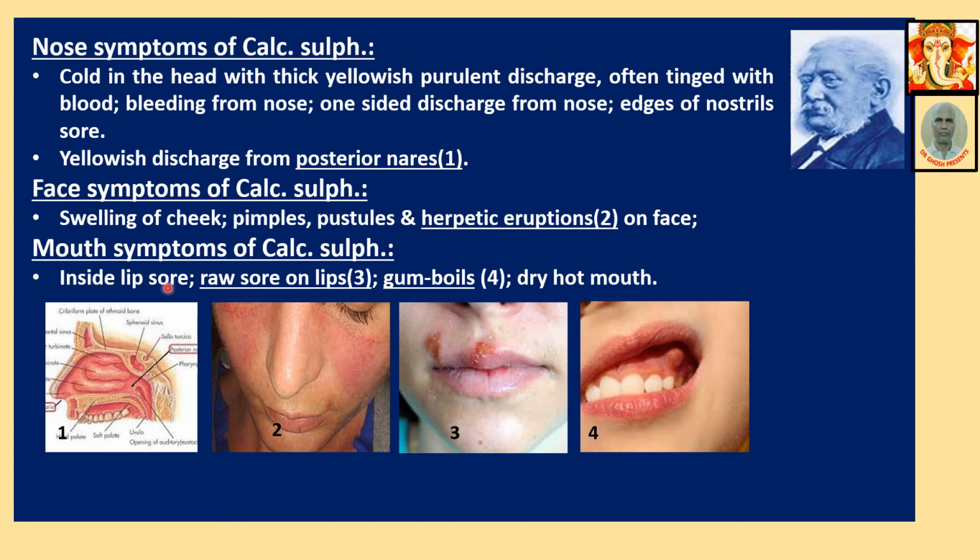Inside lip sore. This is mouth symptoms. Raw sore on lips. This is raw sore on lip. Number 3, this is not herpetic. This is herpetic eruption. Gum boils. This is gum boil. Dry hot mouth.